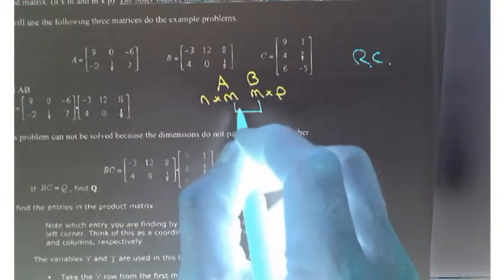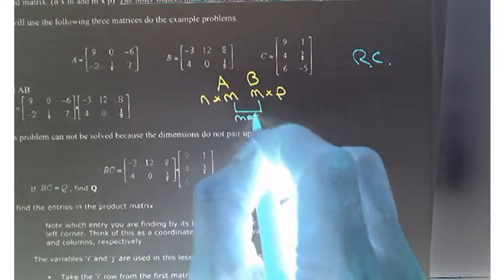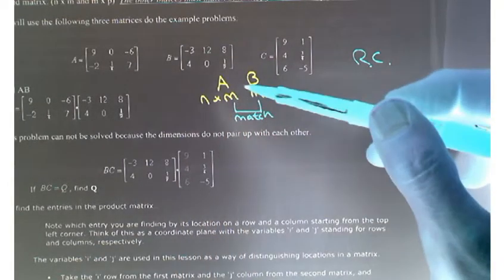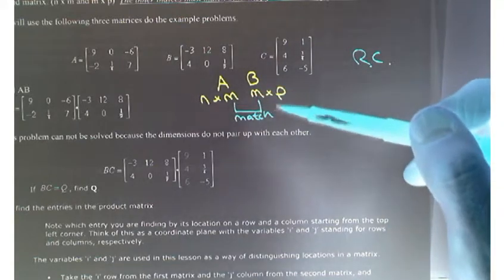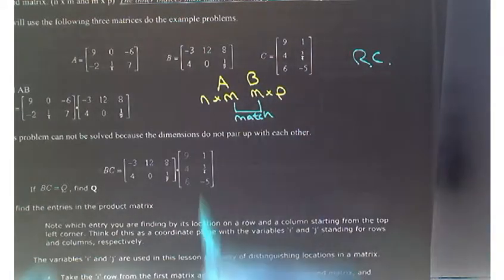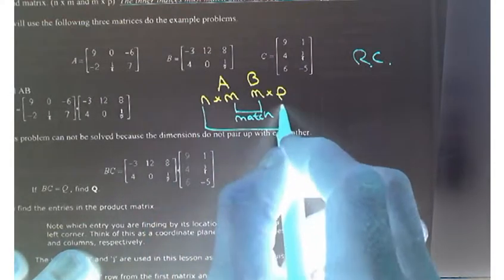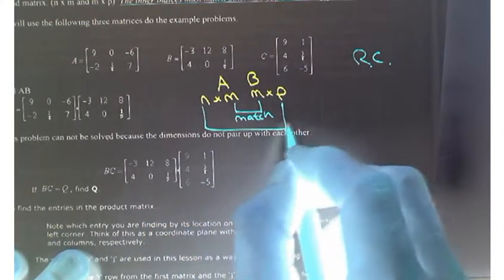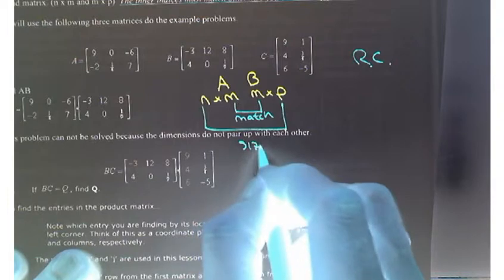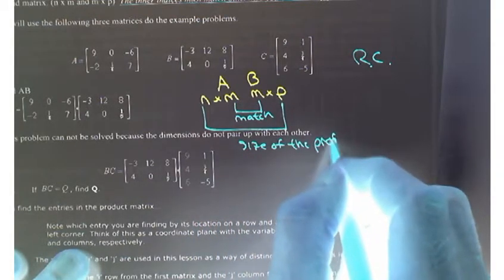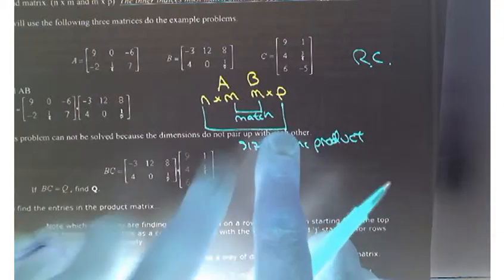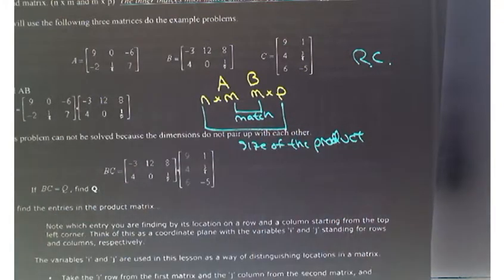These have to match. If they match, if the number of columns in A matches the number of rows in B, then you can do the multiplication. And if they do match, then this is going to be the size of your product. That's how big the matrix is going to be when you multiply those things together.